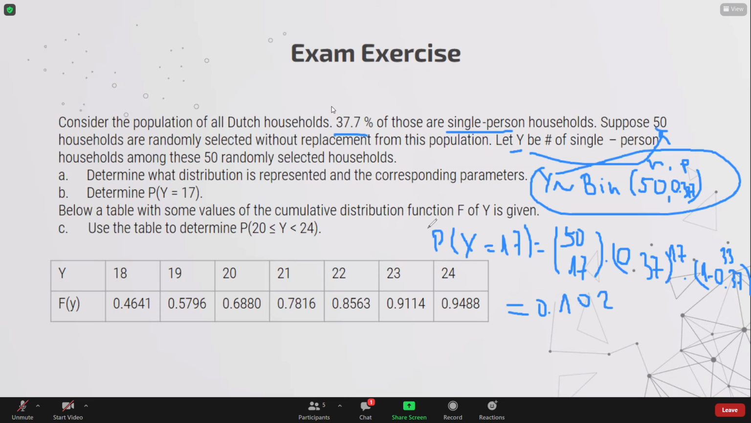We did similar calculations as before. And now we have to use the table to determine the probability of having y exactly between 20 and 24. And here we have the same case. Here it's a cumulative distribution, so it's going towards 1.